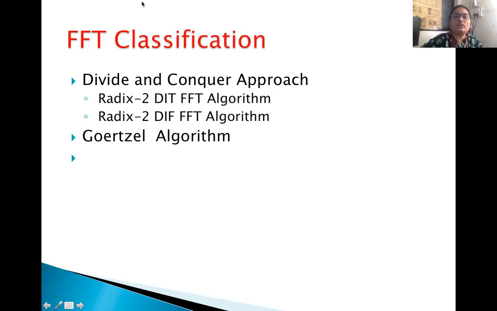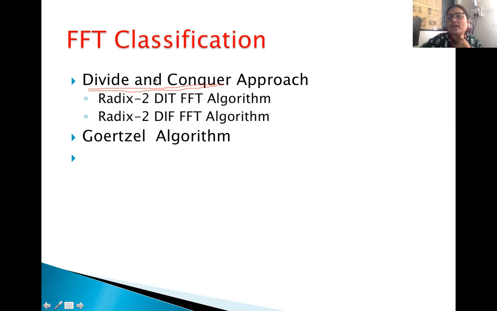So the FFT algorithm is based on, as you know, divide and conquer. Earlier, while ruling India, the British used this policy, divide and conquer. This kind of policy we will be using for computation of DFT values. So this divide and conquer approach is based on the radix-2 DIT FFT algorithm and the radix-2 DIF FFT algorithm.